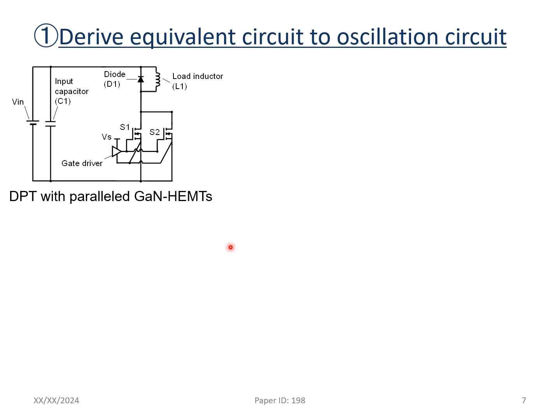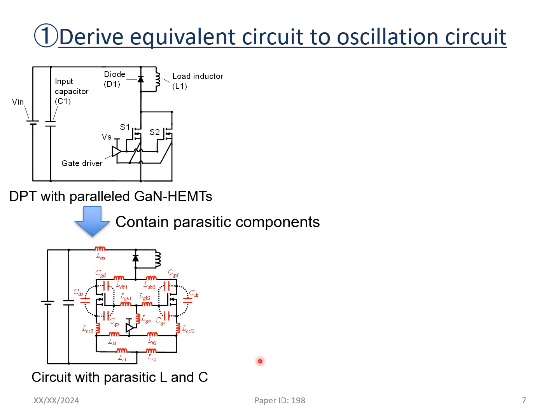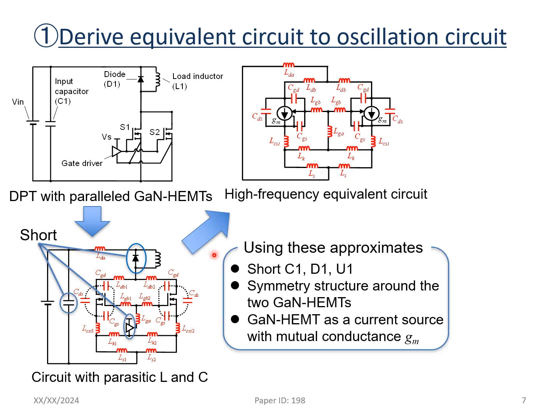So now first we derive the equivalent circuit. We did the equivalent circuit transformation to derive the oscillation circuit. First, we consider the double pulse circuit which has the parallel connection in the lower side, and contains the parasitic components of this circuit, and we also derive this equivalent circuit. Next, we apply the high frequency transformation using these approximations.